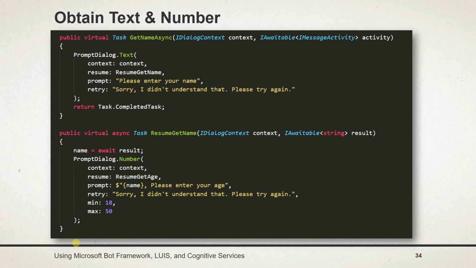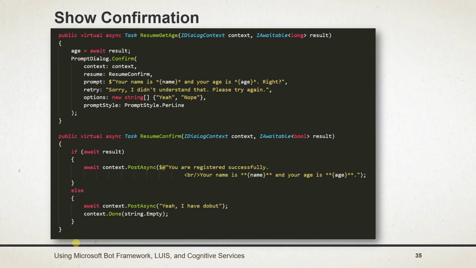To display number prompt, we need to use the number method. We can set minimum and maximum values for that. To create confirm prompt, we need to use the confirm method. We can additionally set labels for options and its prompt style for channels. In this example, I had used per line, but I suggest you to use auto. We can also use markdown syntax in messages. We will use form flow for multiple choice instead of choice. We will see in next session.